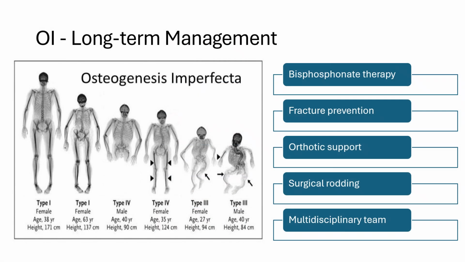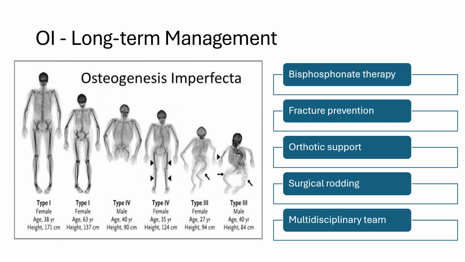The long-term management of osteogenesis imperfecta requires a comprehensive approach that addresses both the immediate challenges of bone fragility and the ongoing complications that develop throughout the child's growth and development. Think of this management strategy as creating a protective environment that minimizes fracture risk while maximizing functional potential.